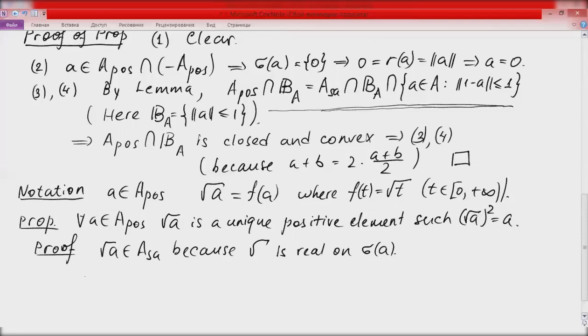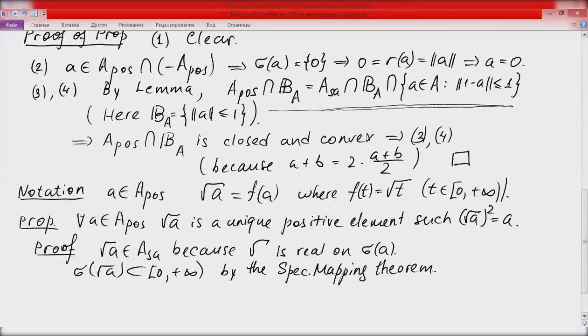And to show that the spectrum of the square root of a is non-negative, we simply recall the spectral mapping theorem. The spectral mapping theorem tells us that the spectrum of f of a is f of the spectrum of a. And since the square root is a non-negative function, we conclude that the spectrum of the square root of a is non-negative. So this implies that our element is positive. And it's clear from the superposition property that the square of this element equals a.